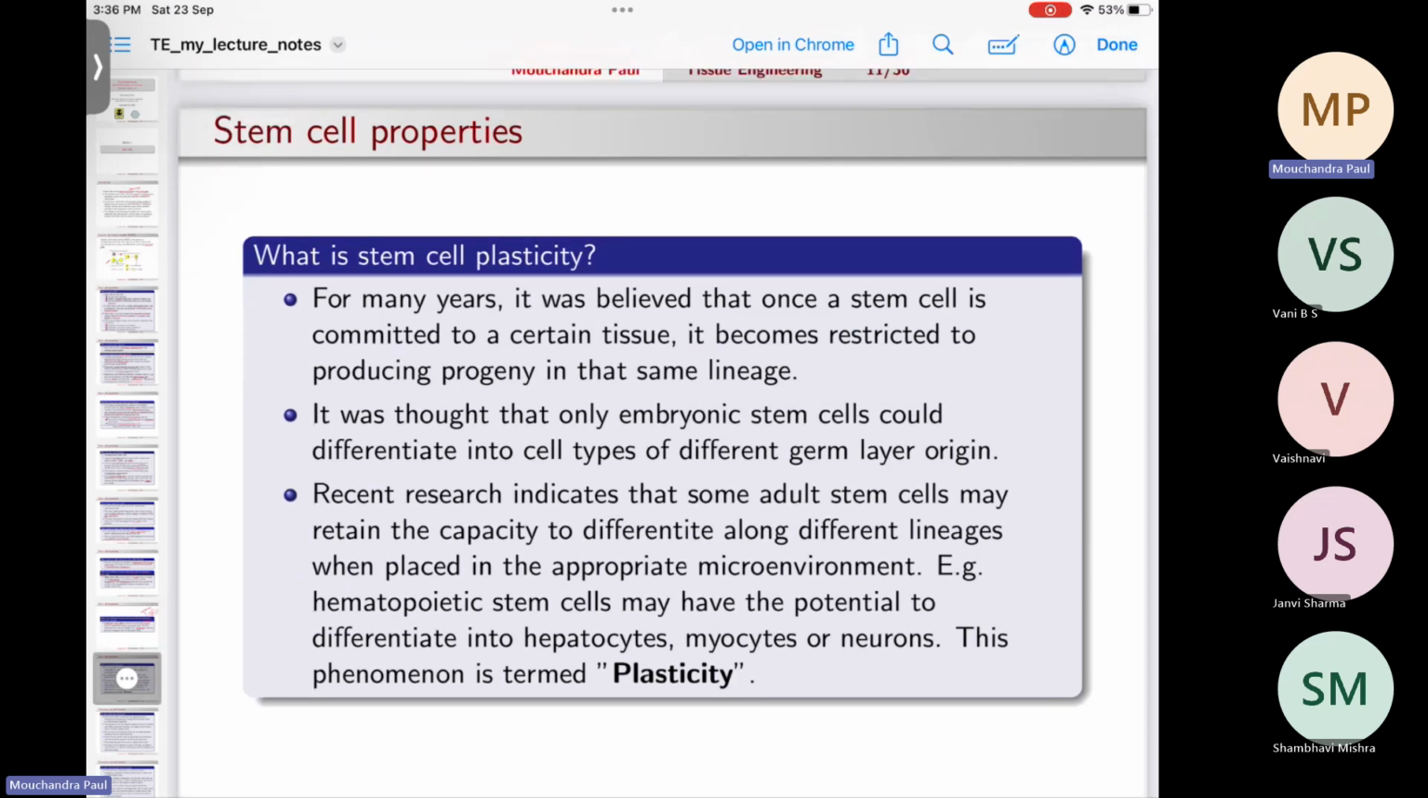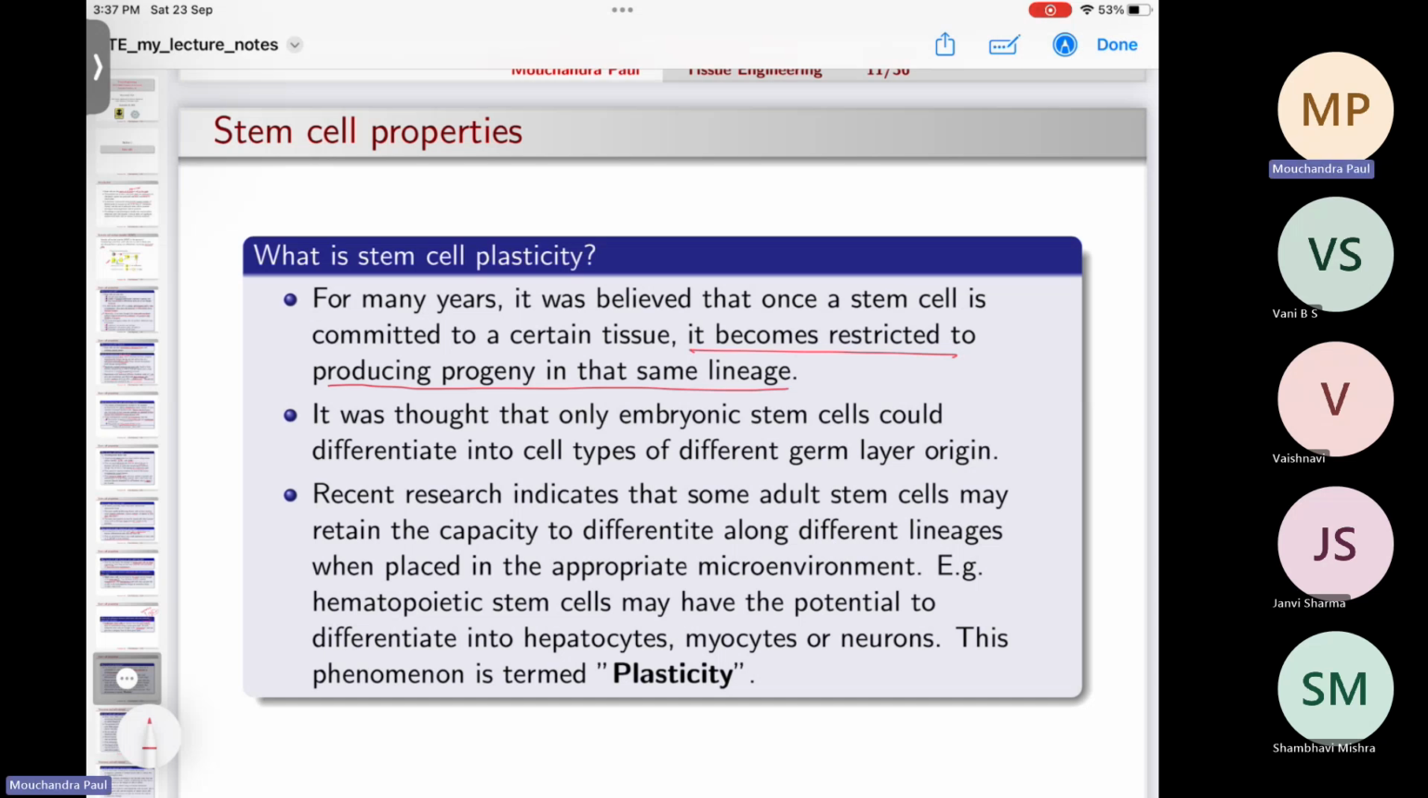Now again, we have also discussed the term plasticity. Now this term again is coming to us, okay. So let's understand what is now stem cell plasticity. For many years it was believed that once a stem cell is committed to a certain tissue type, it becomes restricted to producing progeny of that same lineage only. Means you can't expect a stem cell found in skin, say, will produce bone cells, okay. This was the previous belief. But what is plasticity?